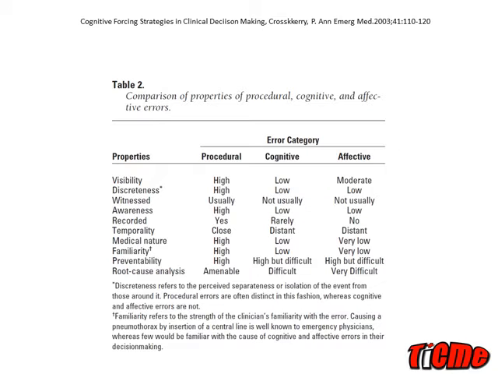So I've told you about those activities for a reason, and it's because the sorts of errors that we make relate to the sorts of activities we're doing. So if we look here at this table, again from Cross-Carey's article, procedural errors, they're very visible. People see you do them, you notice them. You've got a high awareness of them, and they're usually recorded.